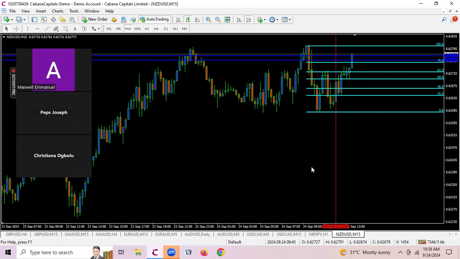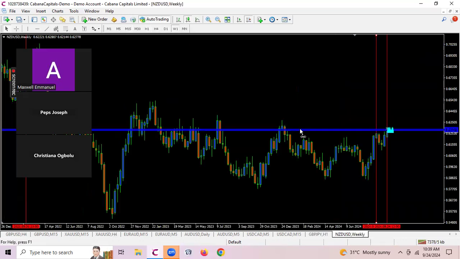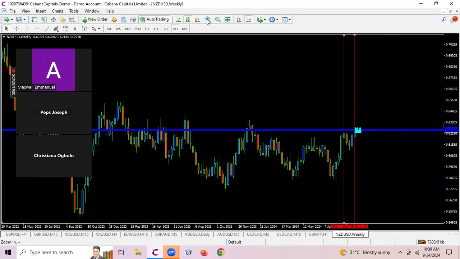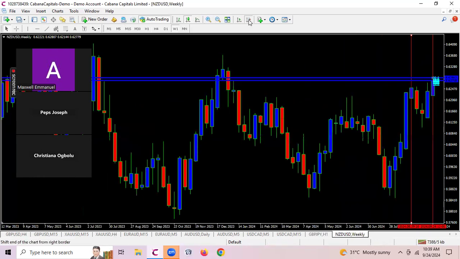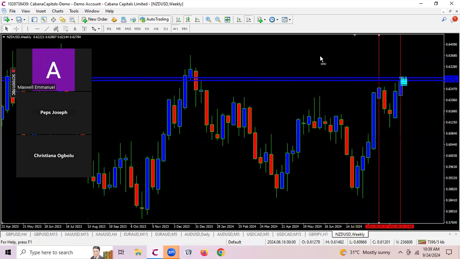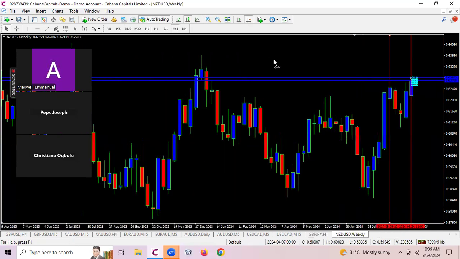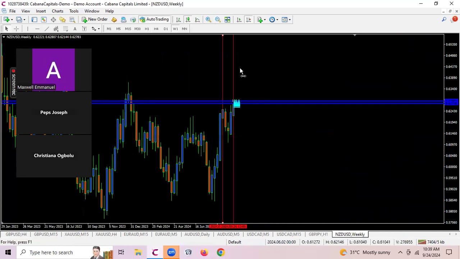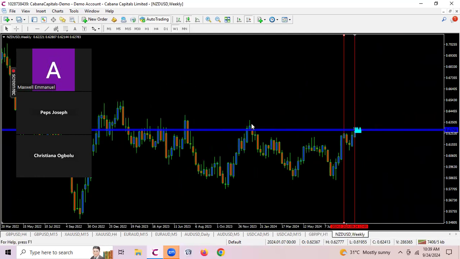the long-term trend. Is the long-term trend bullish? Let's check. Let's start with the weekly to know the long-term trend. I think it's bearish. Long-term is bearish because on this weekly time frame, if you apply your Fibonacci from this swing high to this swing low, you would agree with me that price is at extreme premium.